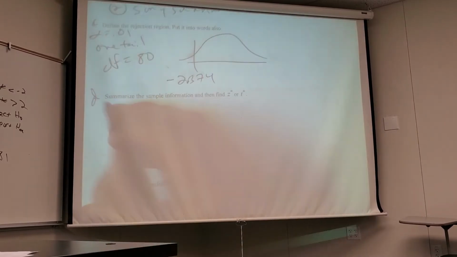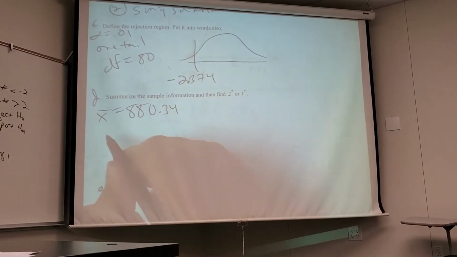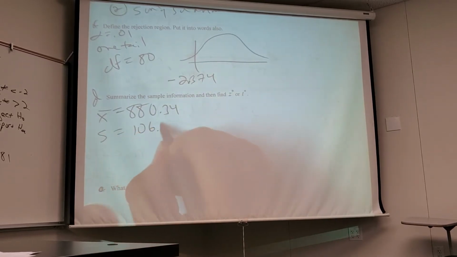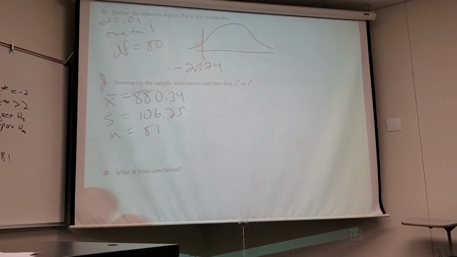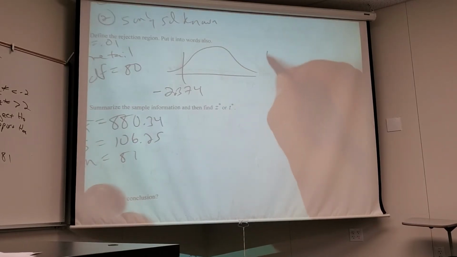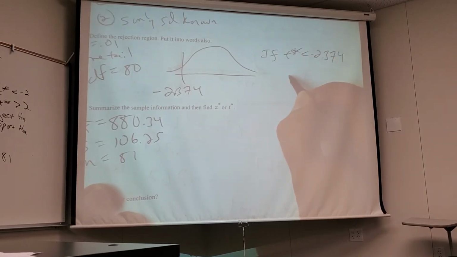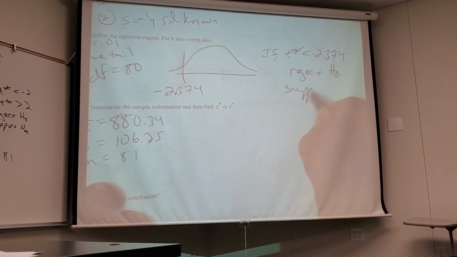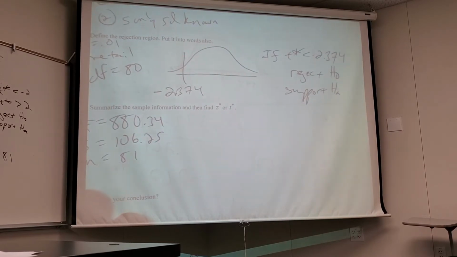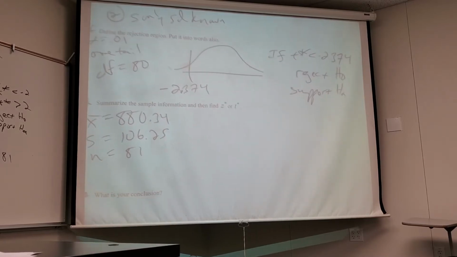Let's see. What do we know from this sample? We know X bar was 880. S was, N was. If T star, I got sidetracked there. Then we can do what? Support the Ha. I like it when it was the Ha. Then it sounds like propositions. Reject the H0, support the Ha.